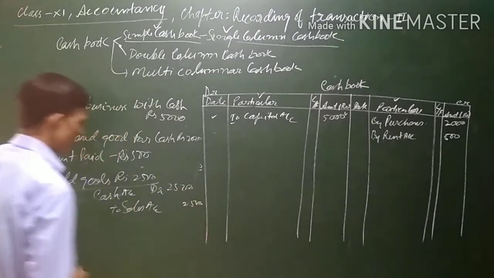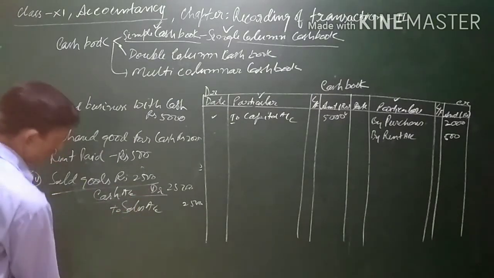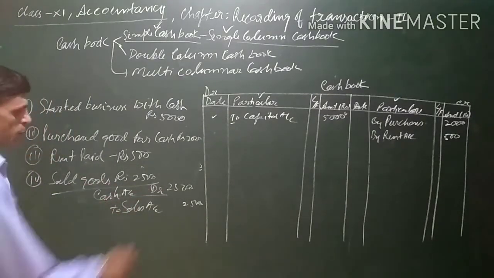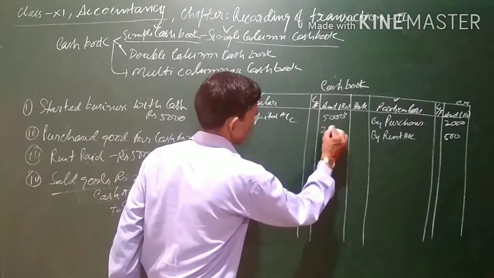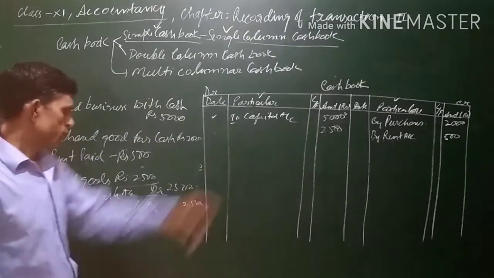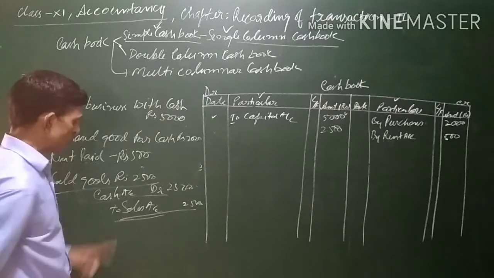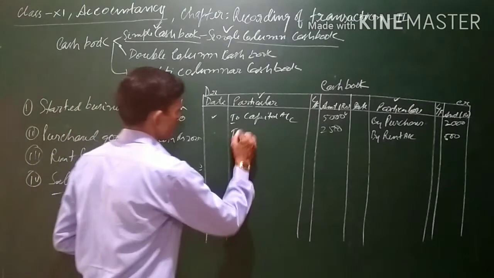2,500. Here cash is being debited. Cash is being debited, so on the debit side of the cash book, we will be writing this amount, 2,500. This is the receipt side. Why are we receiving this? On account of sales. So on the debit side we will be writing to sales here.